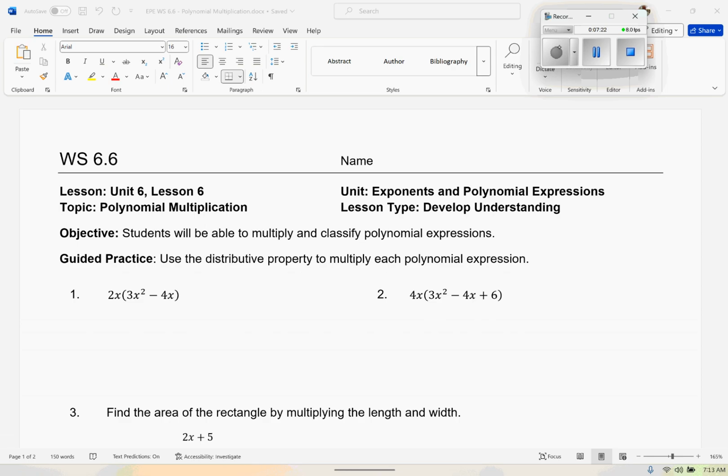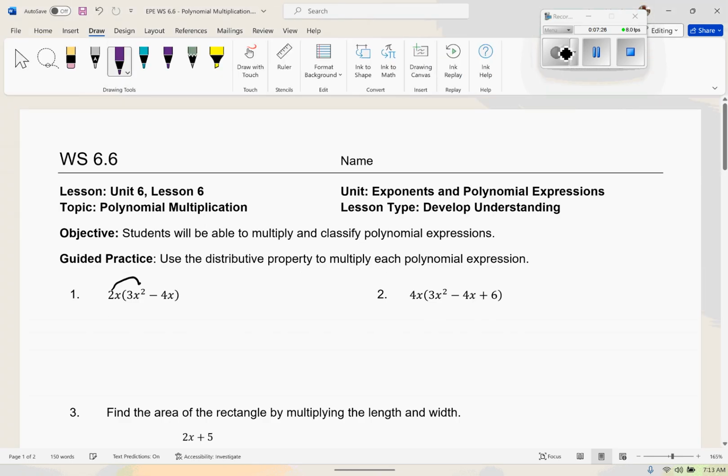So we are using the distributive property. So I'm going to distribute over the parentheses. So I get 2 times 3, which is 6. And x to the first times x to the second, you add the exponents. So that becomes x to the third. And then 2 times negative 4 is negative 8. X to the first times x to the first, add the exponents, becomes x to the second. I'm not sure why that changed color, but it did.